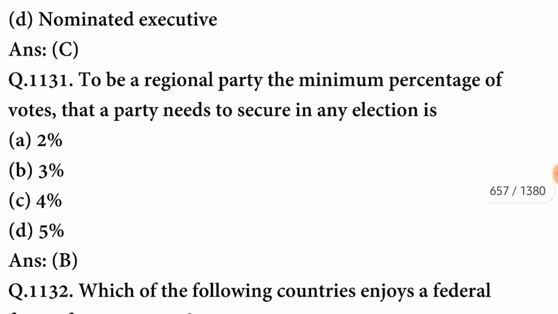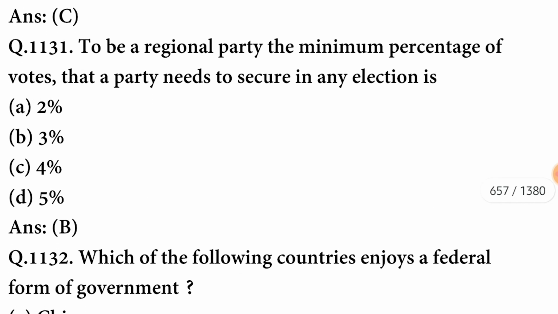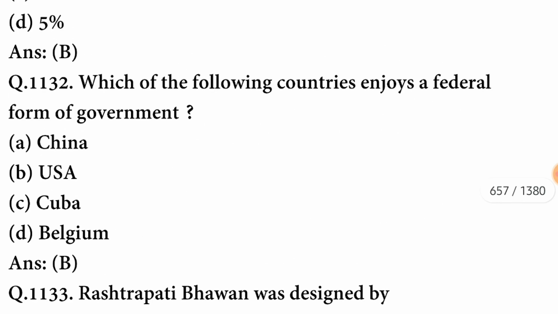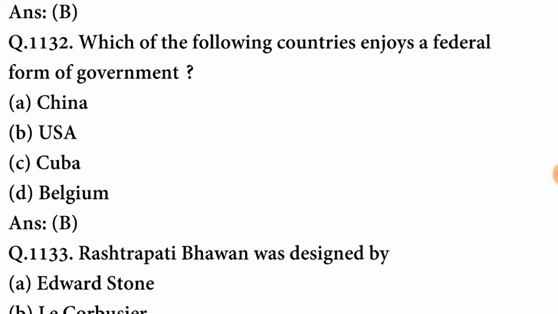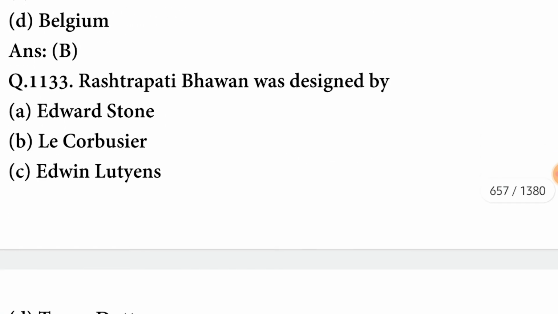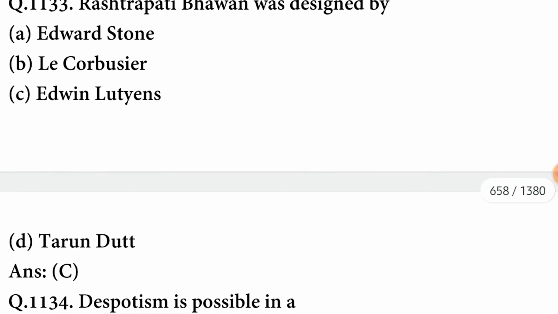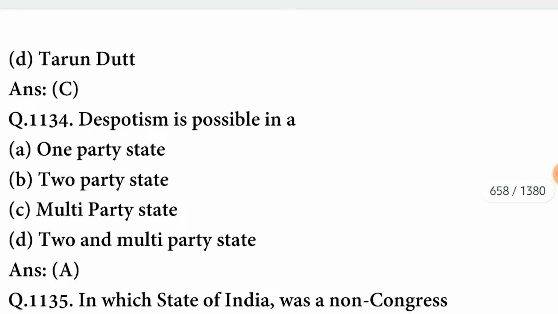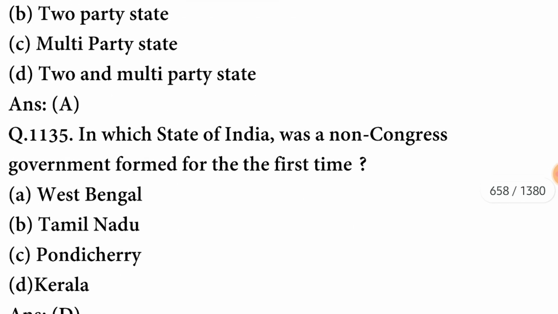To be a regional party, the minimum percentage of the votes that a party needs to secure in any election is 3%. Which of the following countries enjoys a federal form of government? The country is USA. Rashtrapati Bhavan was designed by Edwin Lutyens. C option is correct. Despotism is possible in a one-party state.